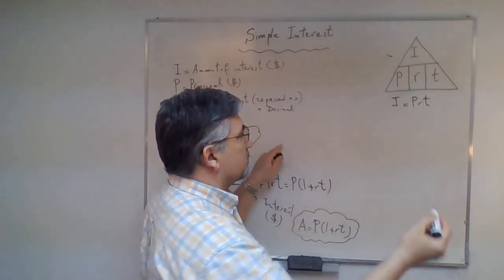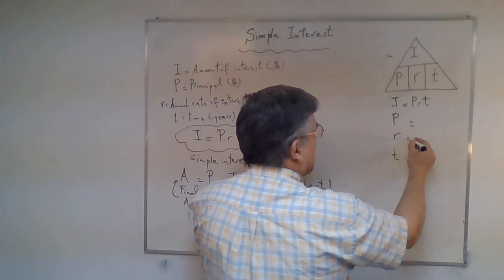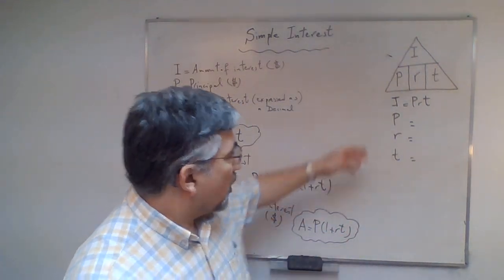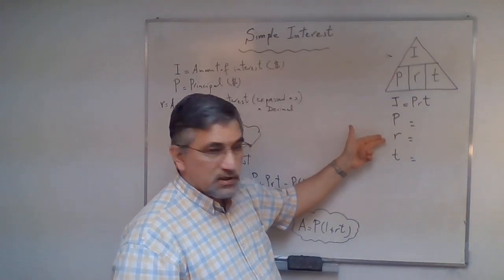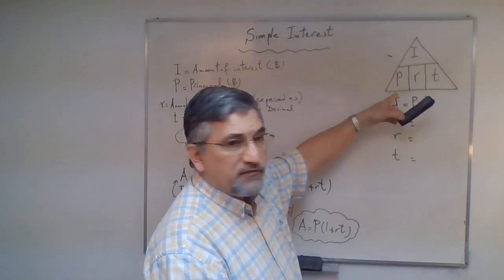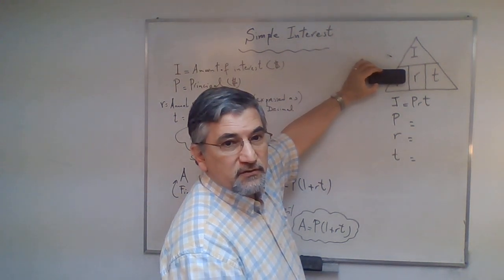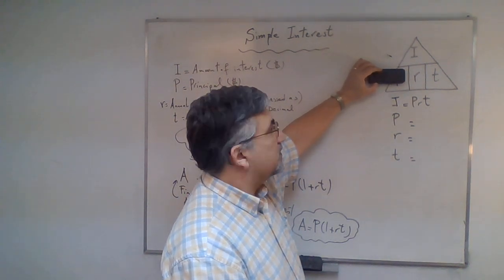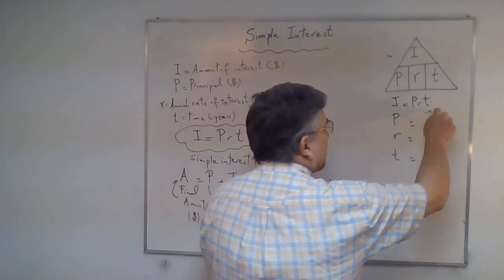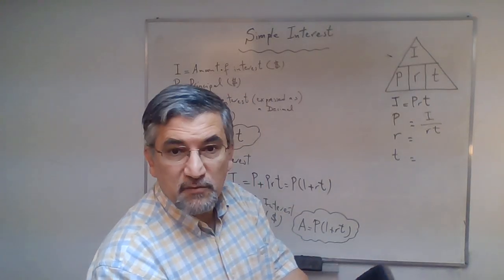Now, if the unknown in a given problem is not I, if it's P or T or R, then in that case, you just cover that element. You want to find P, cover P with your hand. So what do you see? You see I over RT. It's right there, see? So the formula becomes P equals I over RT. So that's a new formula. You don't need to memorize.